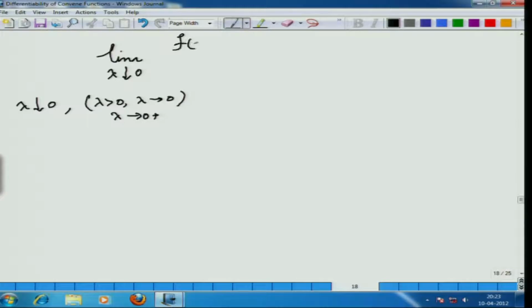So, if f is a convex function from Rn to R, then this one-sided limit always exists finitely.